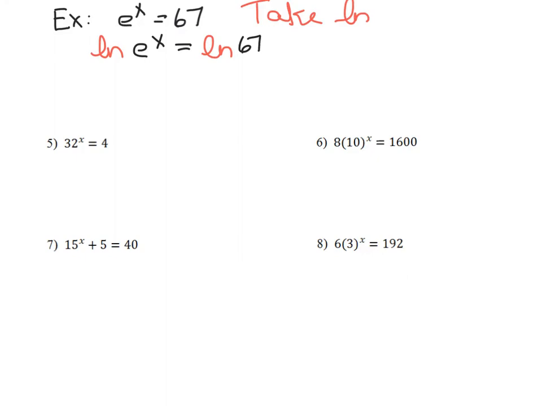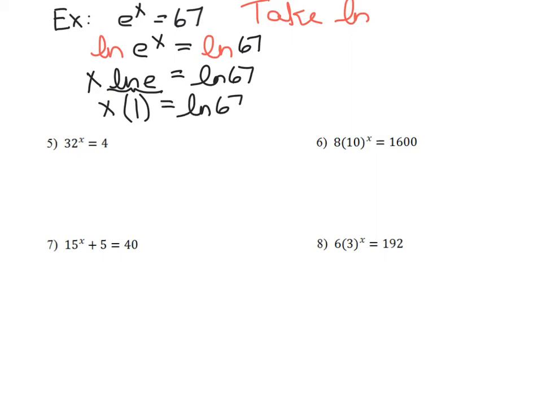Now when I bring the x down in front, I've got x natural log of e equals natural log of 67. Now let's recall that natural log really just means log to the base of e. So I know that that answer, natural log of e, is actually just a 1. So right now I have x times 1 equals the natural log of 67.